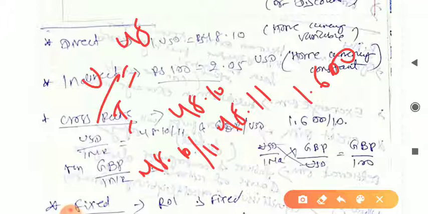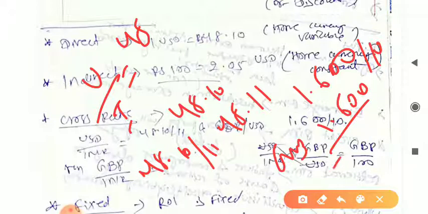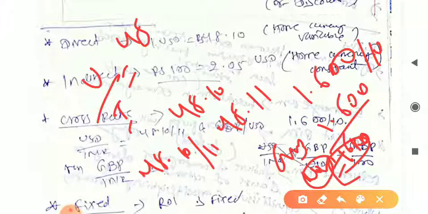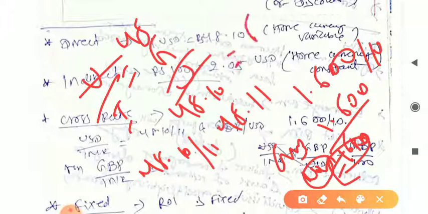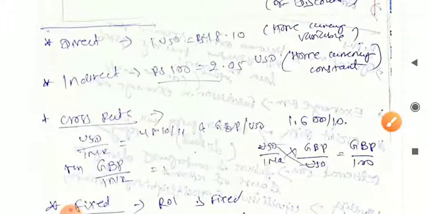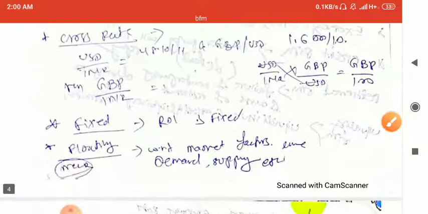1.600 by 1.610. Here 1.600 is GBP and USD, and 1.610 is USD. So here U and I, G and U, the U will cancel out. So we can get G by I, right? So this is the basic thing. You can refer to the book for more details.